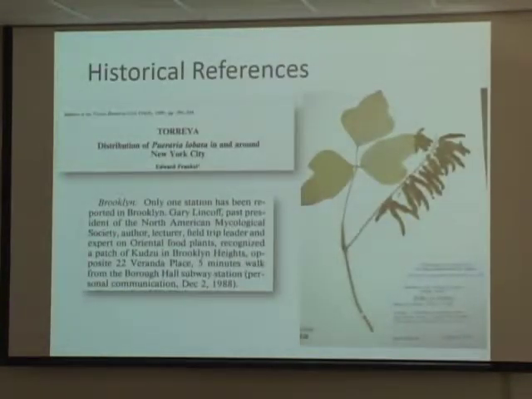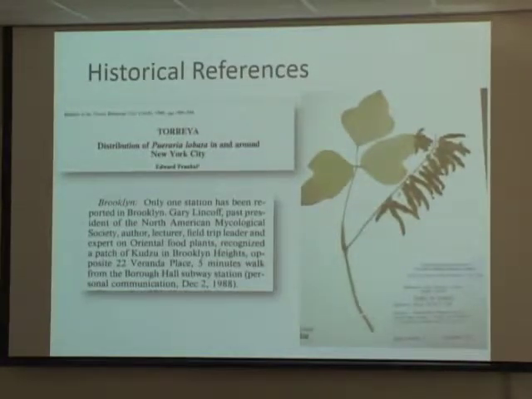So luckily for me, people tend to record the location of plants. In 1989, this guy, Edward Frankel, published all of the known sites of kudzu populations in and around New York City. He published about 35 sites, and some of them had really specific location information. So for example, 22 Veranda Place, 5-minute walk from Borough Hall subway station. I know exactly where that is. So I can return to this site and see if a kudzu population still exists there.